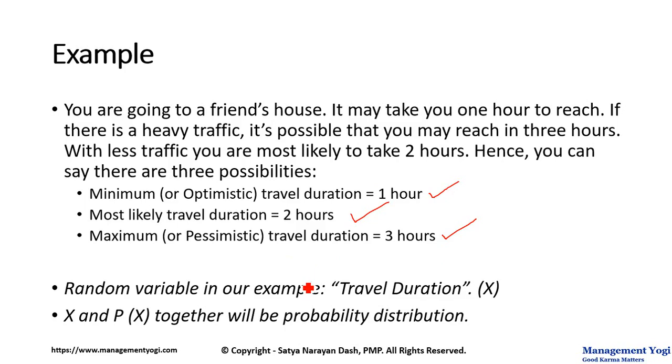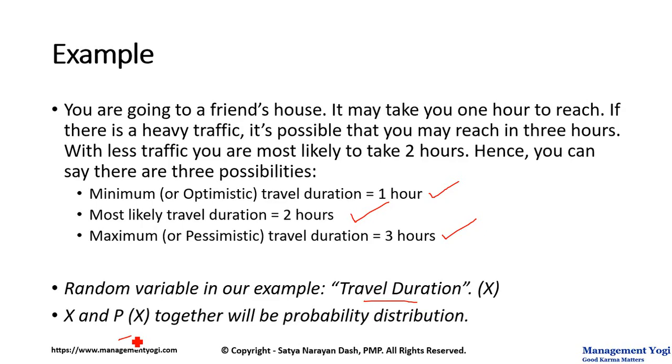So here the random variable is the travel duration, and the travel duration can be 1 hour, can be 2 hours, can be 3 hours. So X can be 1 hour, can be 2 hours or 3 hours. X is the random variable. When I have probability for the values of the random variable, which will be noted with Px, and we combine X with Px, this function together will be called as probability distribution. Now probability distribution can be represented in a tabular format, which you have seen before, or it can be in a graphical format. In risk management, we go with graphical format.